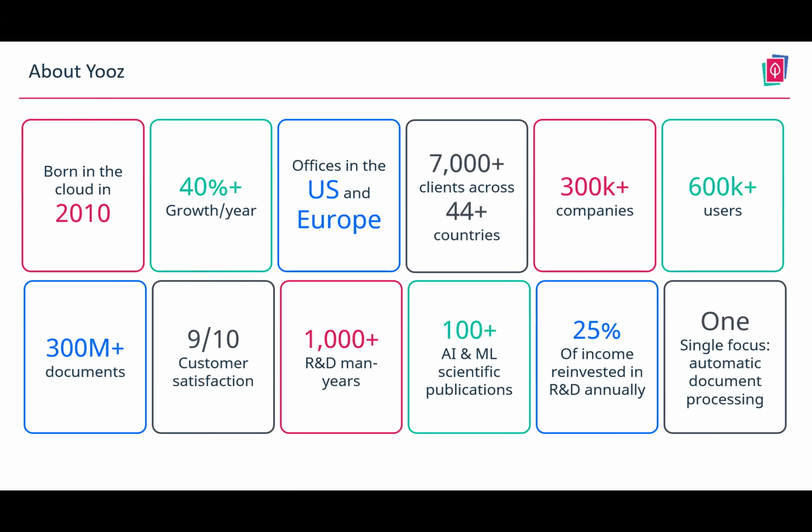And a few things that I find really interesting are that we have devoted over 1,000 hours to research and development, and that we've published over 100 scientific papers on AI and machine learning. So what that really means is we're not just trying to keep up with the future of AI, we are actually shaping it here at Use.